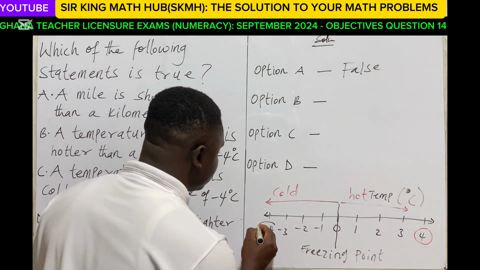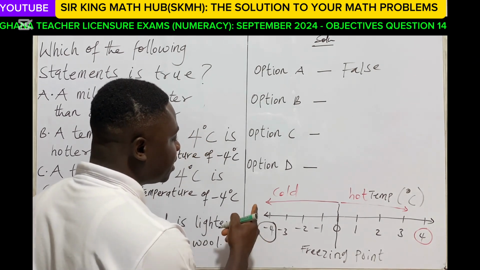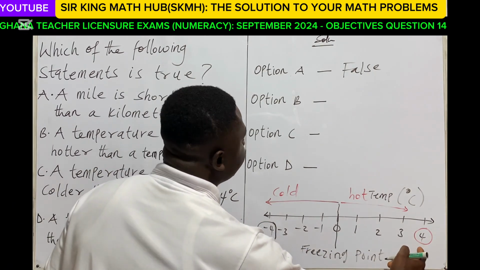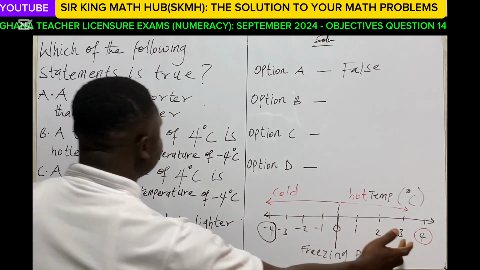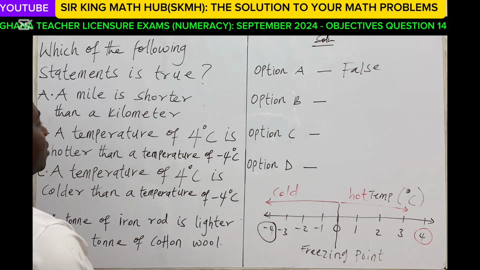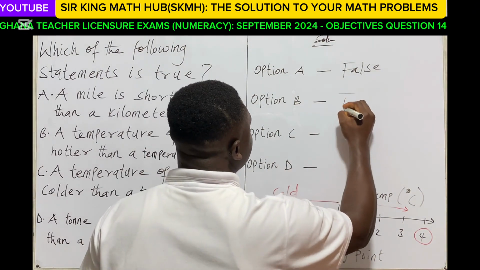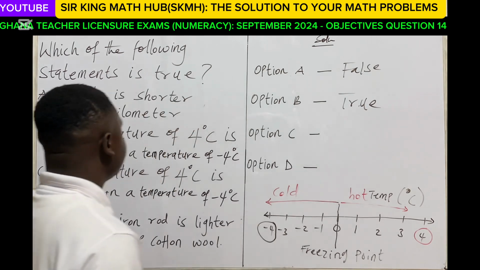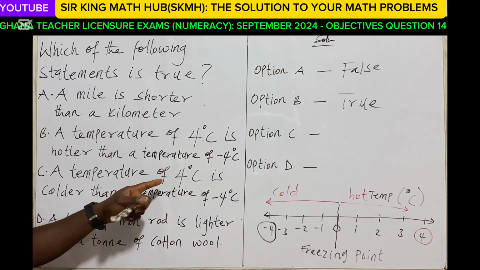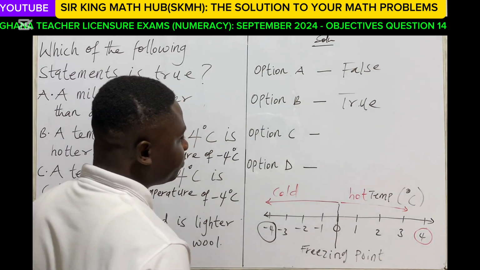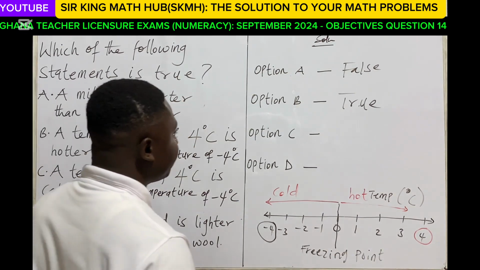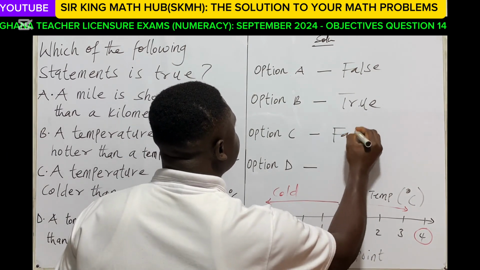So let's compare the two. -4 degrees, you can see that it is cold. +4 degrees, that will be hot. So indeed, a temperature of 4 degrees Celsius is hotter than a temperature of -4 degrees Celsius. This is a true statement. Option C, a temperature of 4 degrees Celsius is colder than the temperature of -4 degrees Celsius. From the temperature scale, that is a false statement.